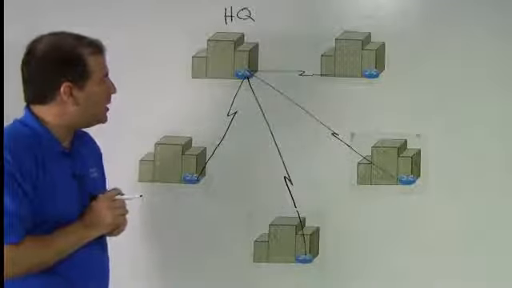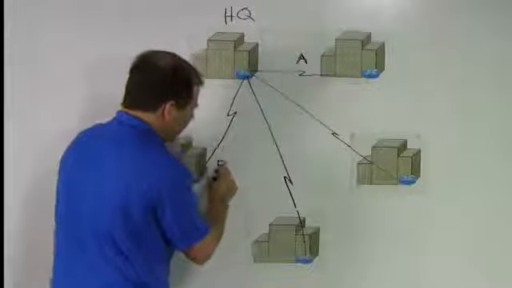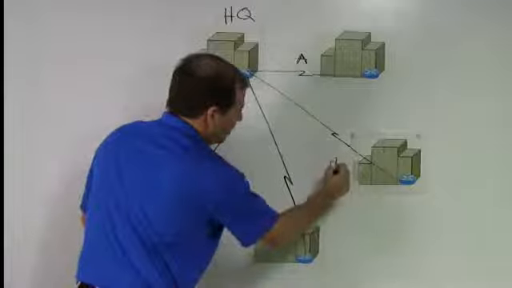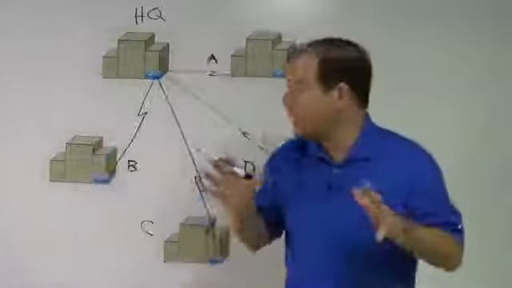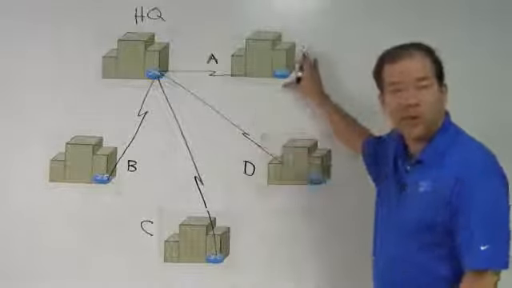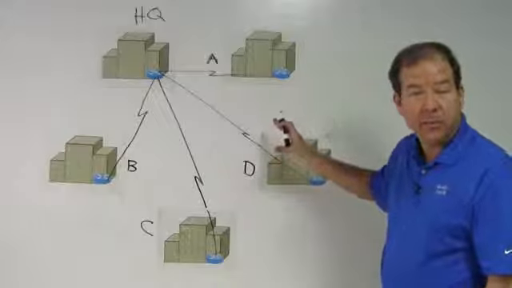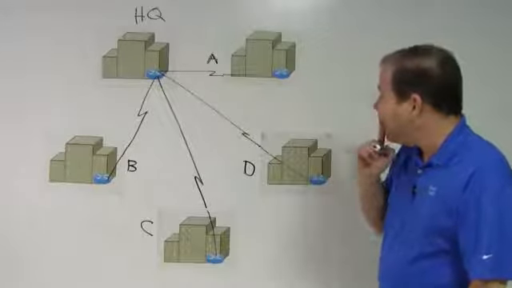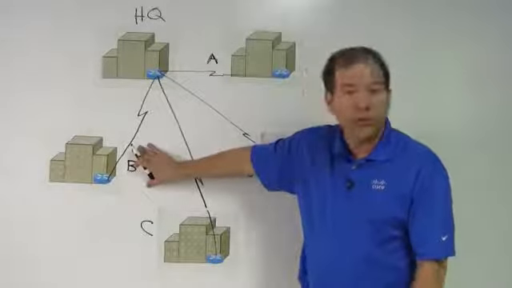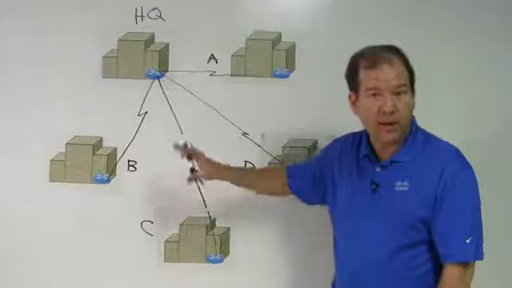However, we realize that some of the other sites, maybe we have site A and B and C and D, these other sites also have a need to communicate between themselves. For example, let's say that A is the research and development site, D is the engineering site. They communicate frequently. Let's say that B is human resources. Maybe C is payroll. They communicate frequently.